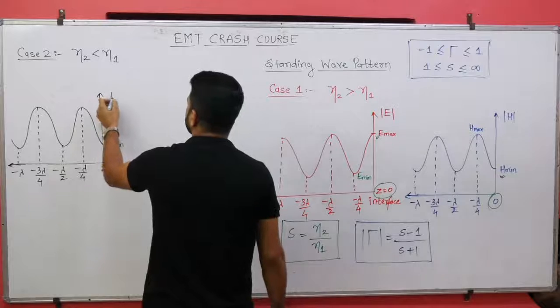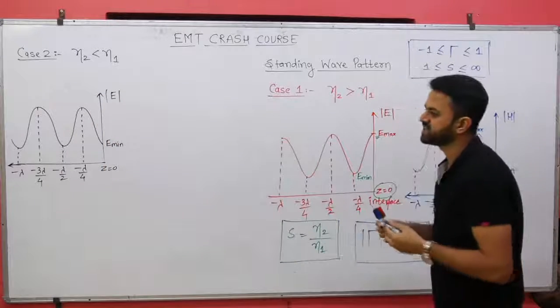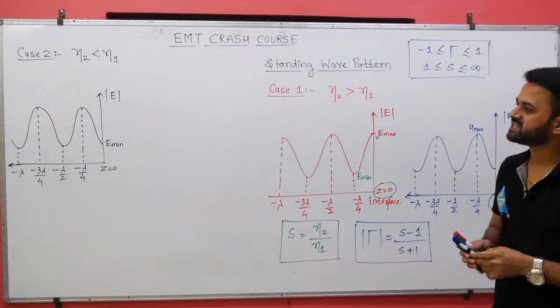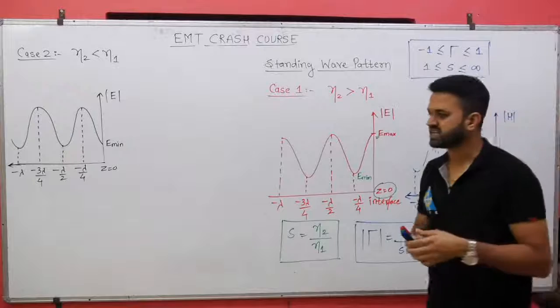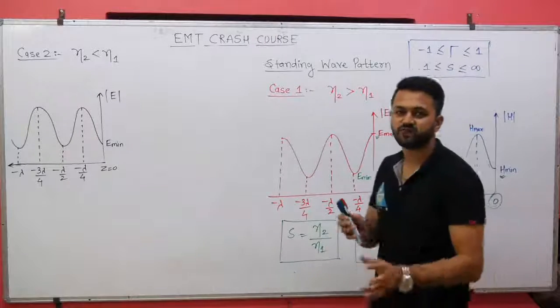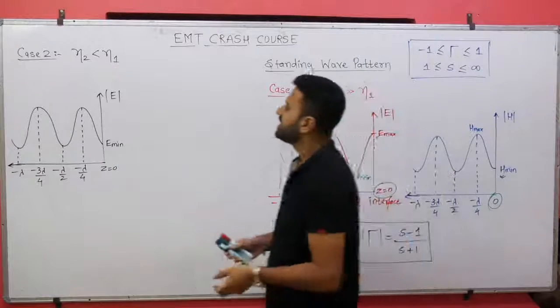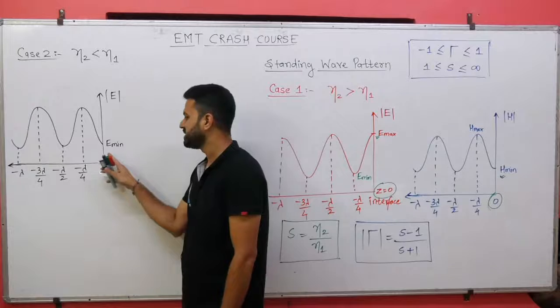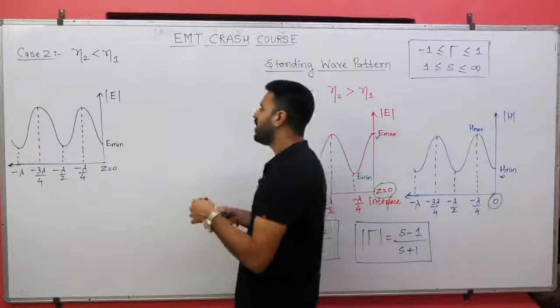So this is the magnitude of electric field, and you can see that in this case you are getting the minimum electric field at the boundary. Earlier at the boundary we had the maximum electric field, from which we concluded that eta 2 is greater than eta 1. Here we can see that the electric field minimum occurs at the boundary, so we can say that eta 2 is less than eta 1.